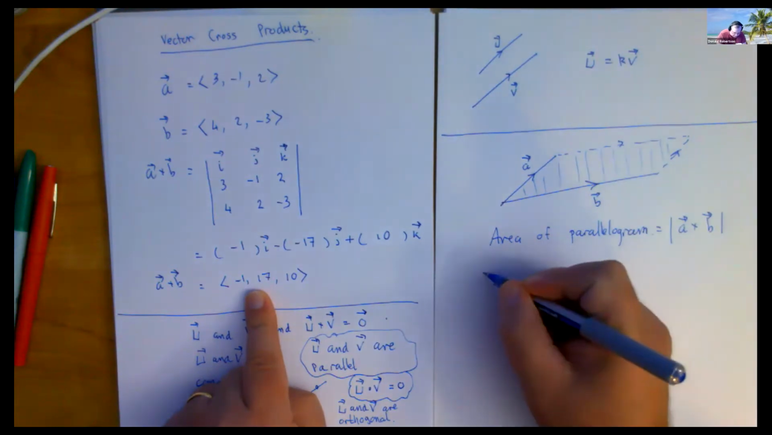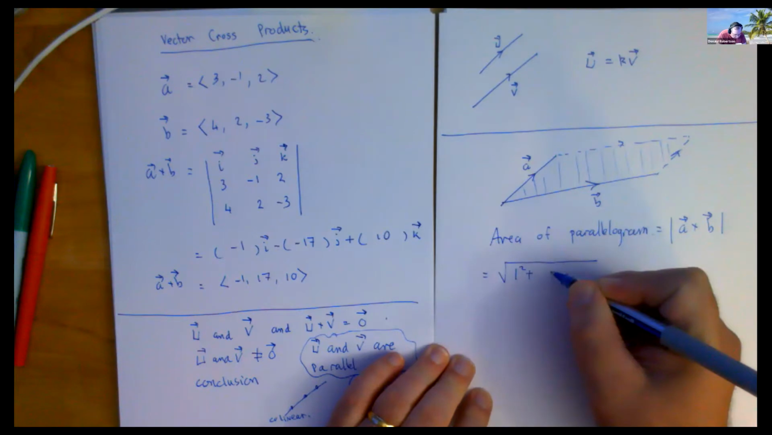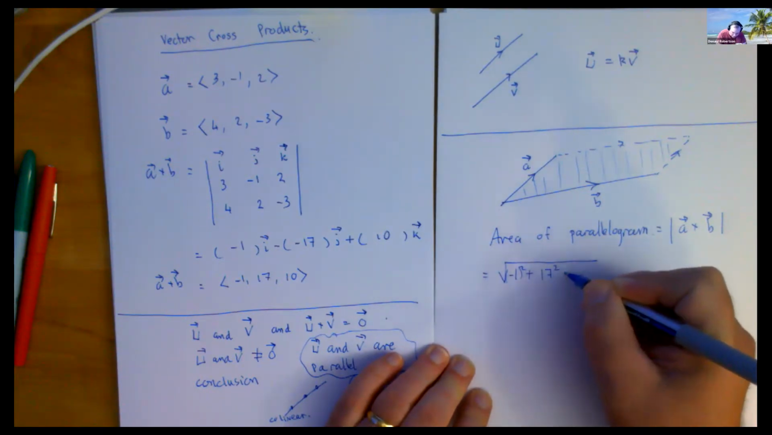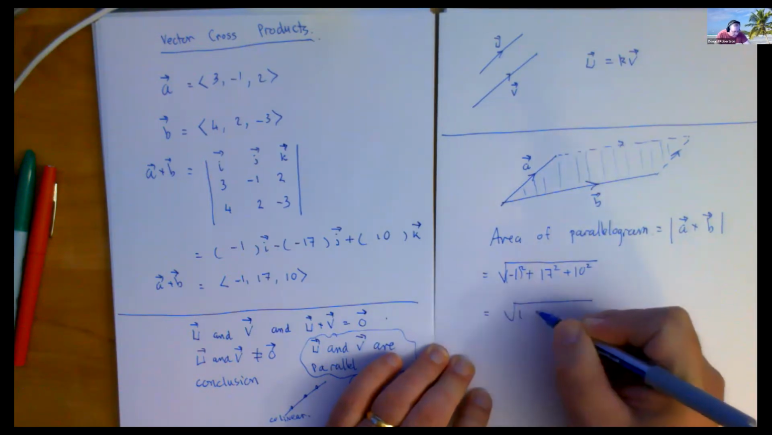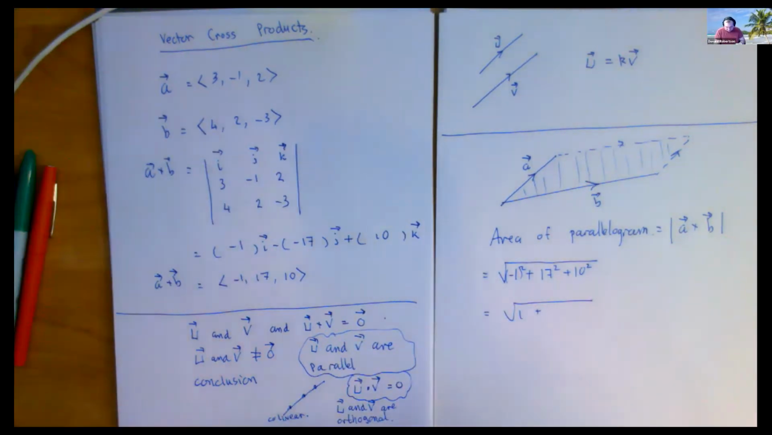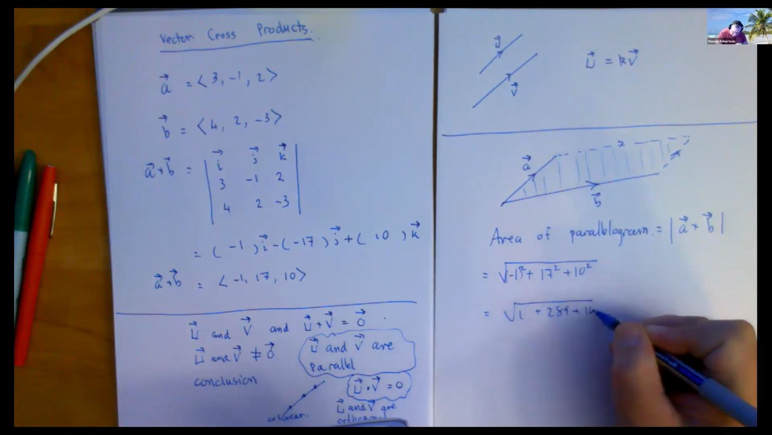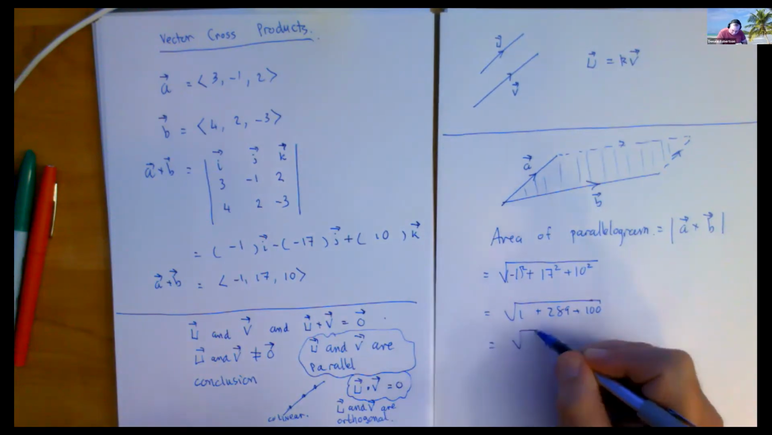So it would be equal to the square root of 1 squared, well, technically, -1 squared, plus 17 squared, plus 10 squared, which is the square root of 1, I'm not even going to try and do 17 squared this time in the morning, 289 plus 100. That's 290, 390, square root of 390.